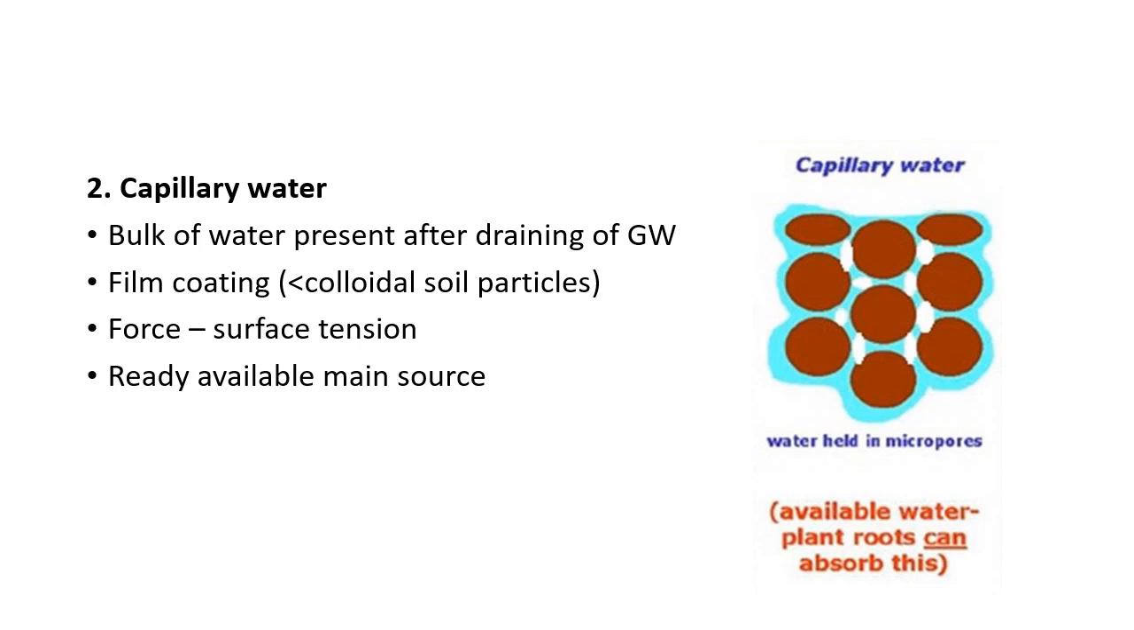Next in the line is capillary water. This is the bulk of water that is still present after the draining of the gravitational water. It is present in the form of a film coating, which has a size smaller than that of the colloidal soil particles. This thin film coating of water is maintained by the surface tension existing between the water and the colloidal soil particles. This is the main source of water that is readily available for plants to absorb.